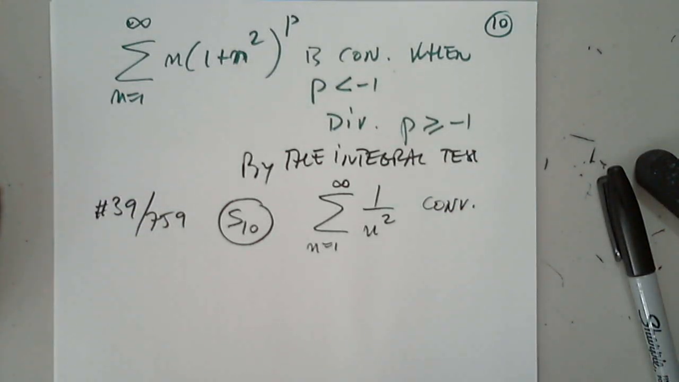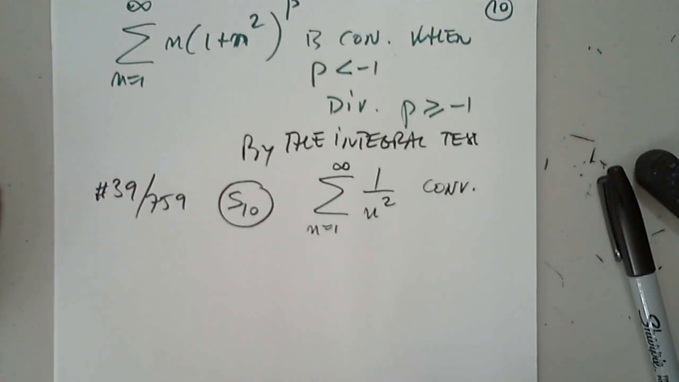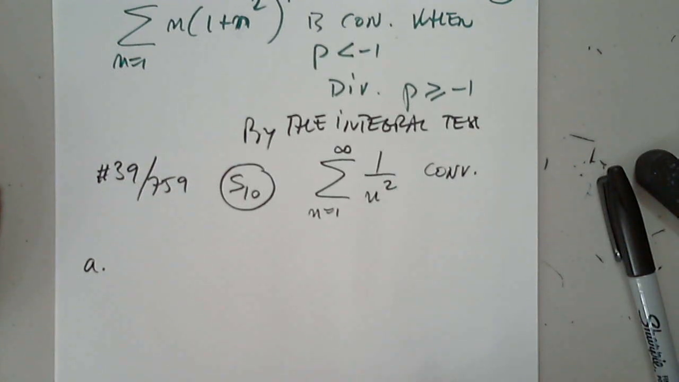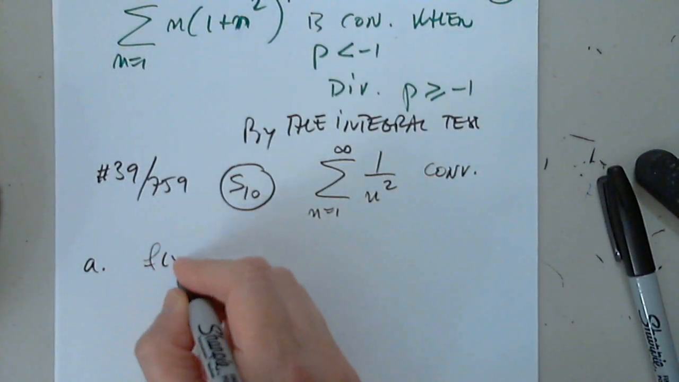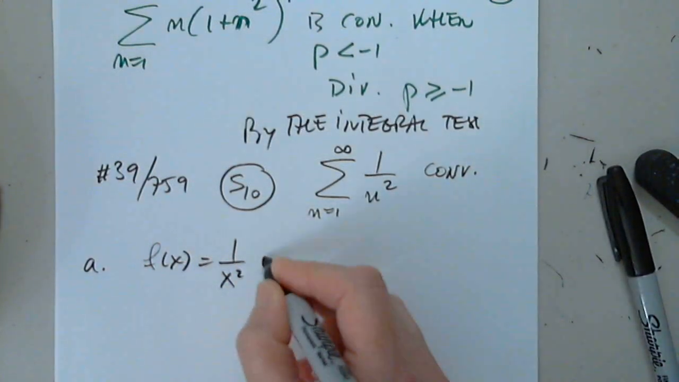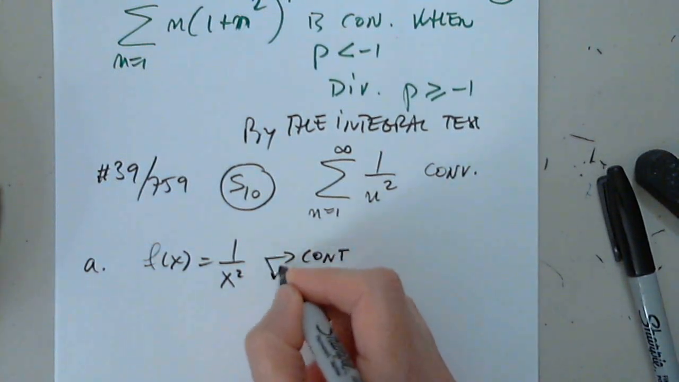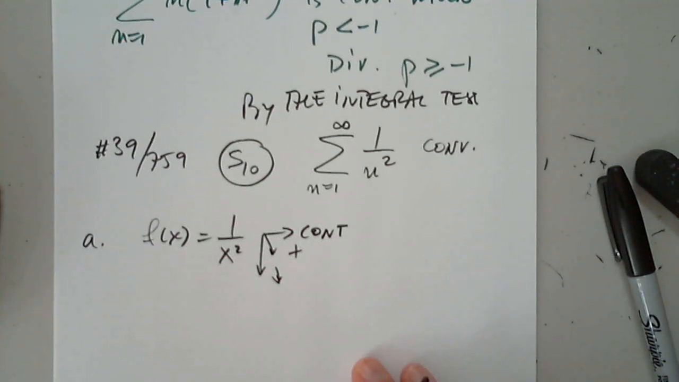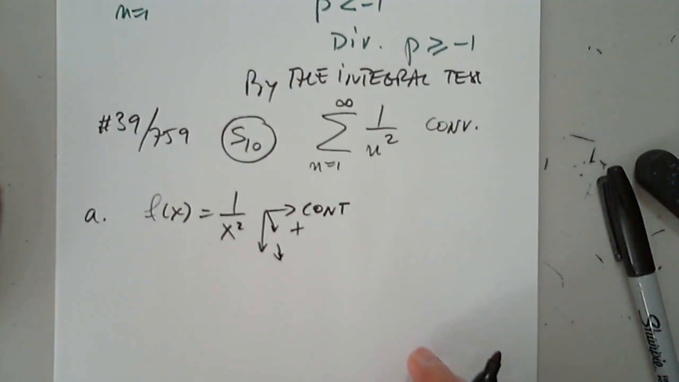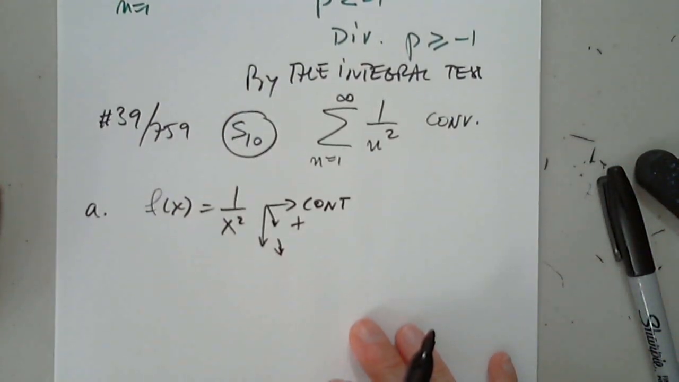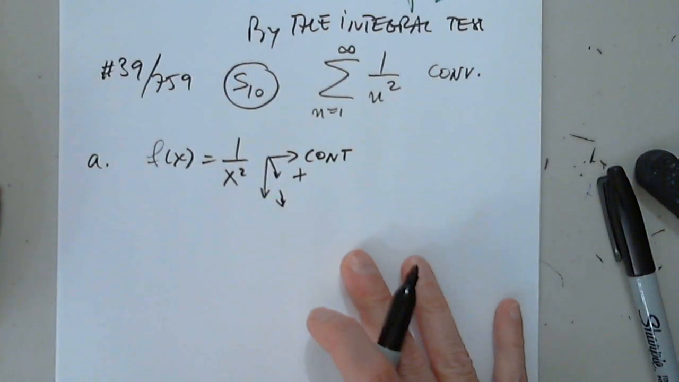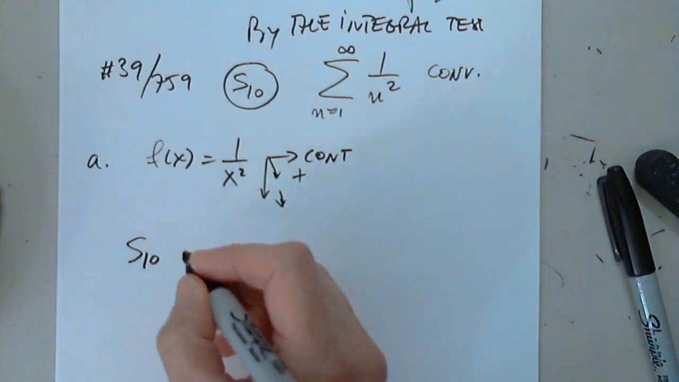So they're asking us to estimate it using S10. That's part A. And here we know that our f of x equals 1 over x squared. Yes, it's continuous. Yes, it's positive. And yes, it's decreasing. All conditions are fulfilled for the integral test. Good. So now we can directly determine S sub 10 using the calculator.